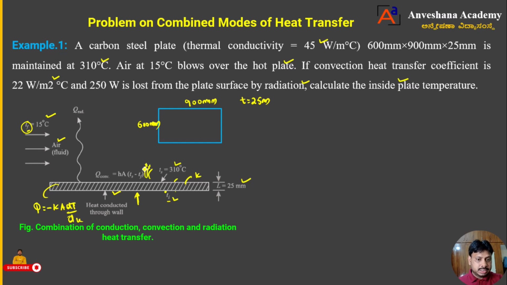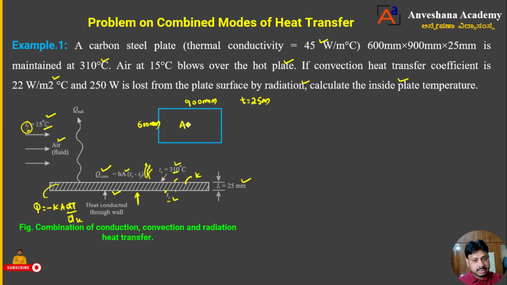So that convection heat transfer can be calculated with the help of an equation. What is that equation? That is Q convection is equal to hA into (Ts minus Tf). Ts means the surface temperature of the plate, that is 310 degrees Celsius. Then Tf means the air temperature, whatever the air is moving, that is 15 degrees Celsius. Then A is nothing but the area which is exposed to the heat transfer.